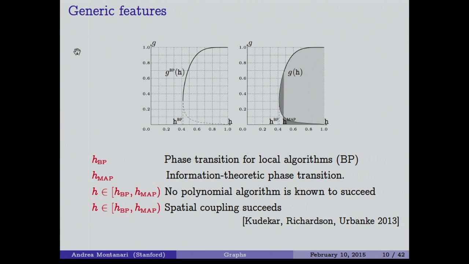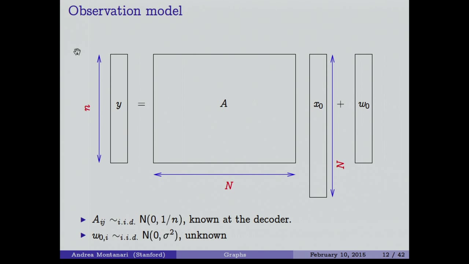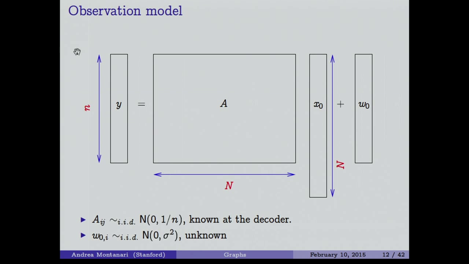Okay, so this was the course in coding theory. And so now you're all coding theorists. And so I'll now do two examples in which similar things happen, surprisingly. One is compressed sensing.